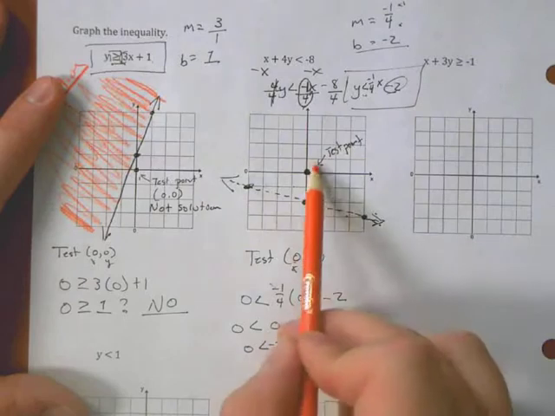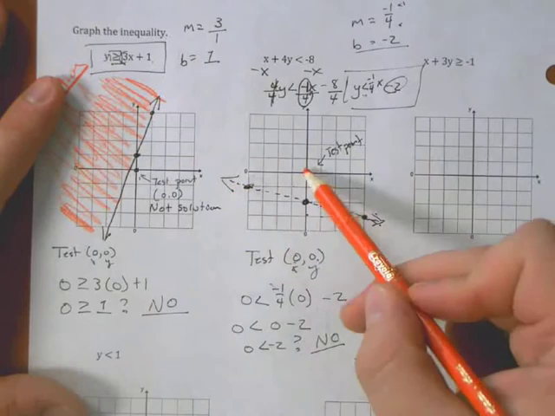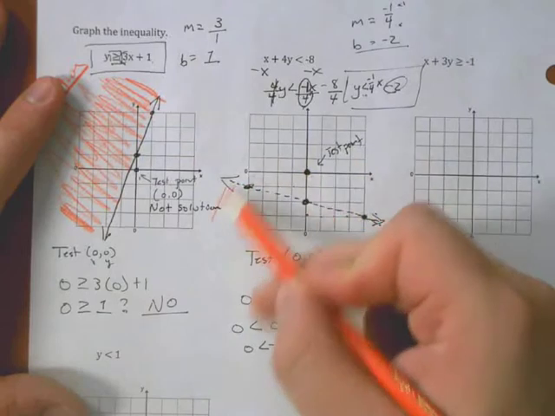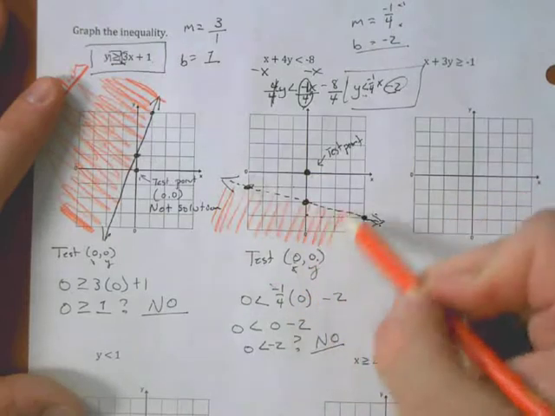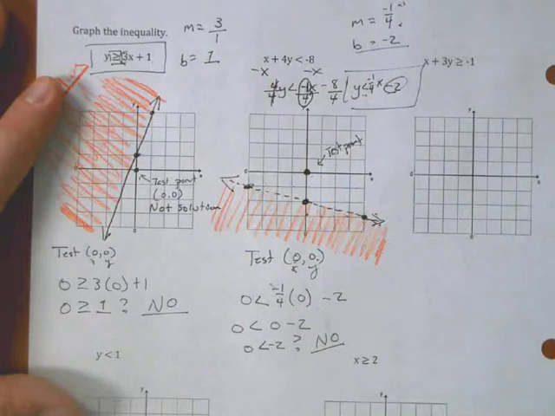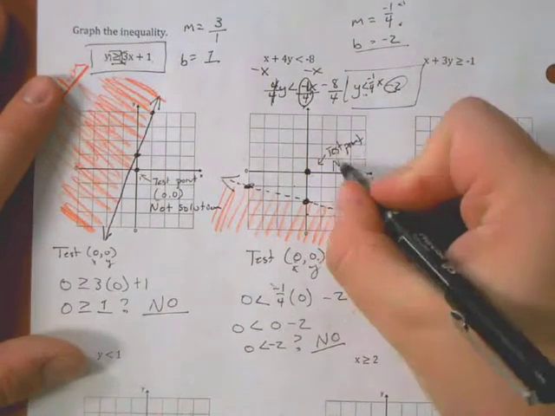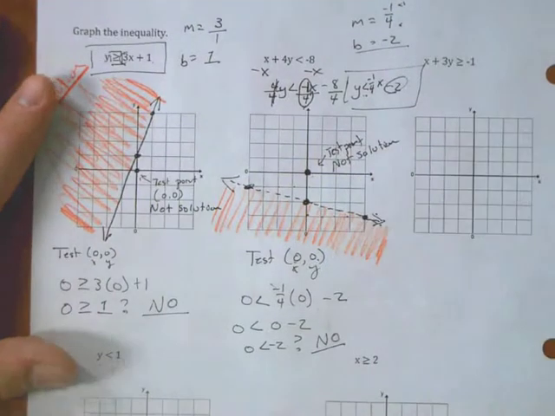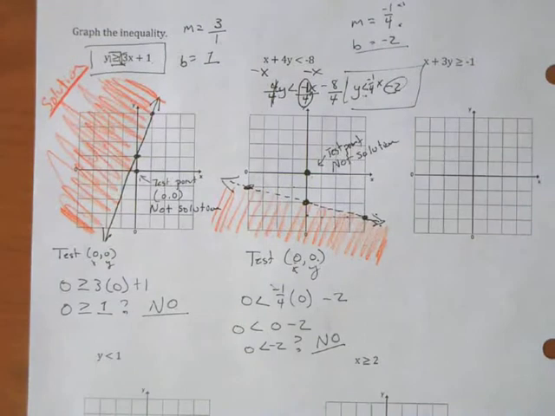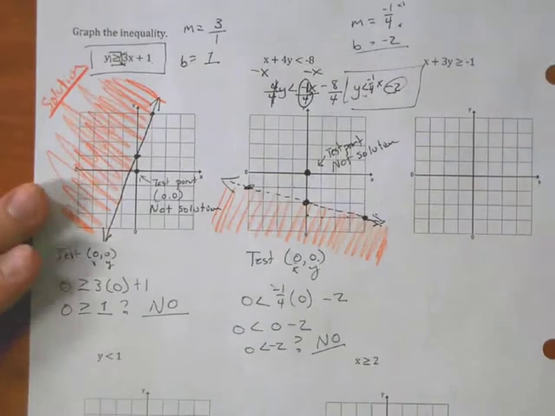So this is not a solution, so where am I shading? I'm shading wherever the test point is not. So I'll shade below this line. You don't have to. It doesn't need to be another color. I just had a colored pencil, so you gotta do a different color. Okay. I'm gonna leave this one for you to do on your own.